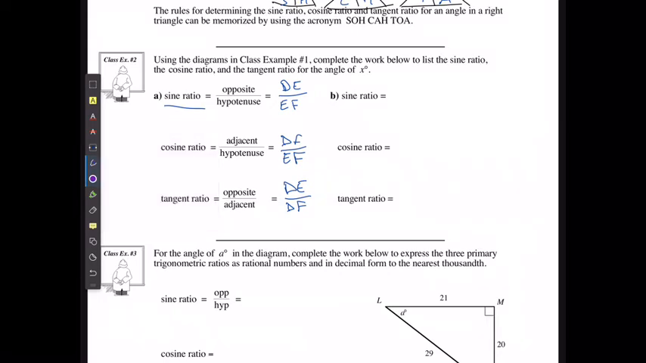If I use the second triangle, then I'm going to say my sine ratio is going to be the opposite, S to V, divided by hypotenuse of T to V. Or the cosine is going to be my adjacent, S to T, divided by my hypotenuse, T to V. And my tan is going to be my opposite, S to V, divided by my adjacent, S to T.